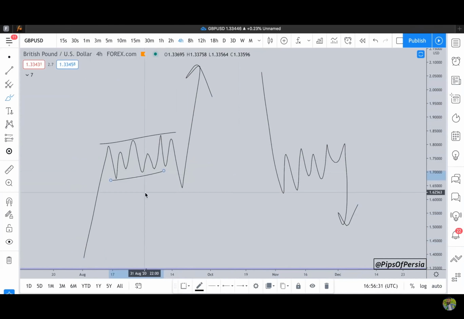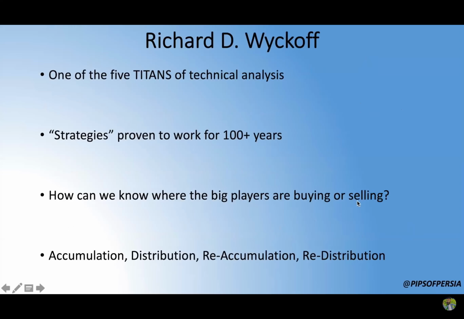And based on certain facts that we see, we can then determine whether it's more likely for this to continue going higher or lower. And this is exactly where Wyckoff comes into play. Now, who is Wyckoff? Wyckoff is one of the five titans of technical analysis, and his methodology, I don't really like to call it a strategy or pattern trading or anything like that, but the way that he reads market behavior has now been proven profitable for well over 100 years.